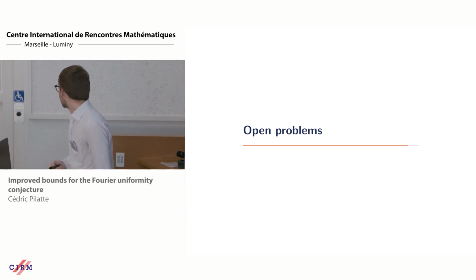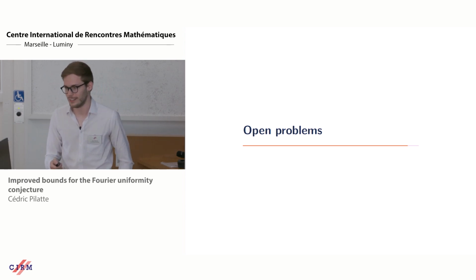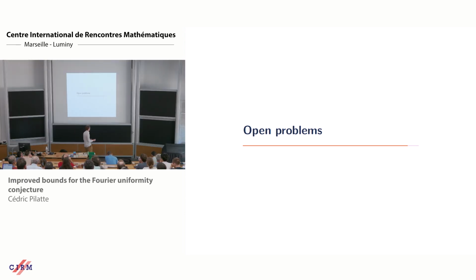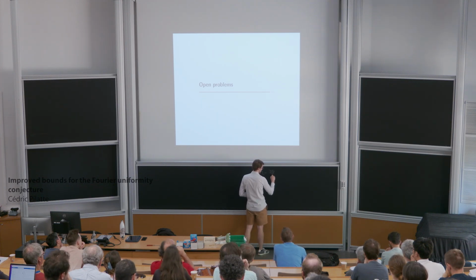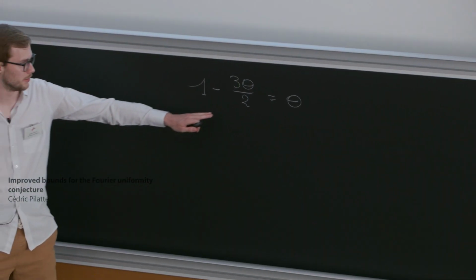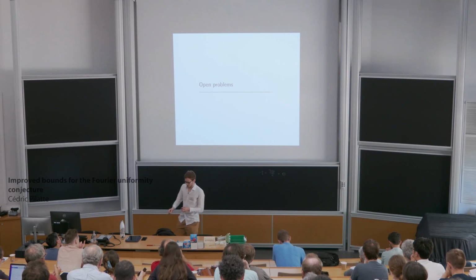So I'm going to finish this talk by telling you why the exponent 2/5 comes up. So this is just the exponent such that 1 minus 3 theta over 2 is equal to theta. So this is why you get 2/5, and this 3/2 comes from the Vinogradov-Korobov techniques.